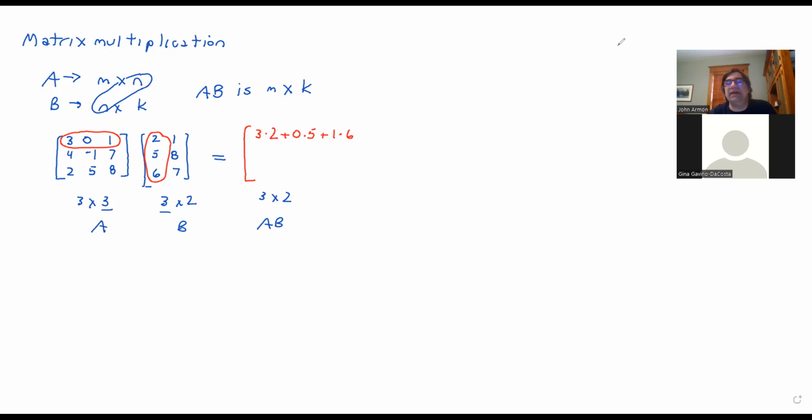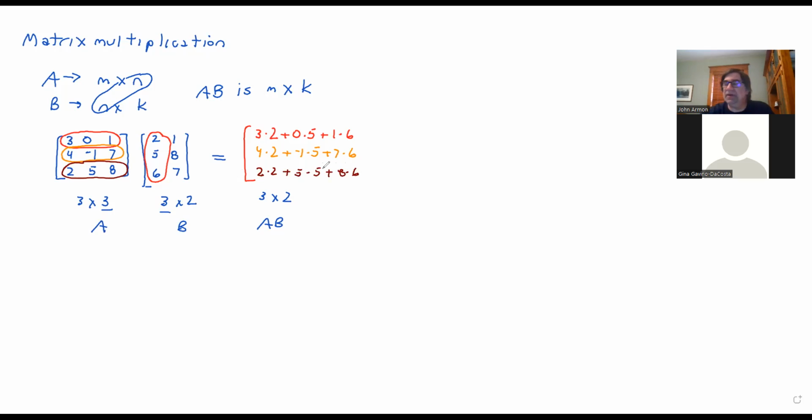If you want the second row, first column entry, then you're going to do this product, 4 times 2, -1 times 5, and then 7 times 6. If you want the third row, first column, do the exact same thing, 2 times 2, 5 times 5, 8 times 6. So we've kind of talked about this in class.